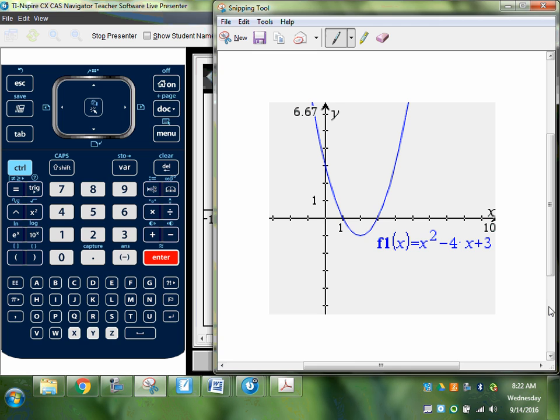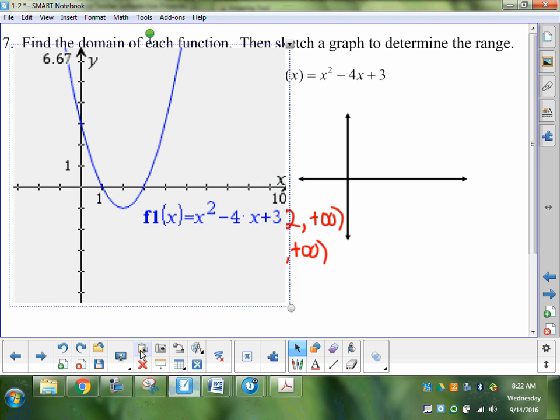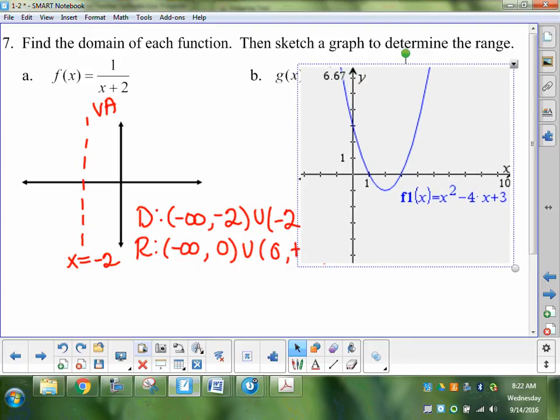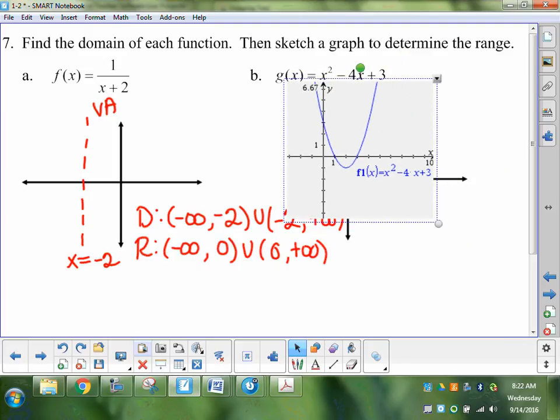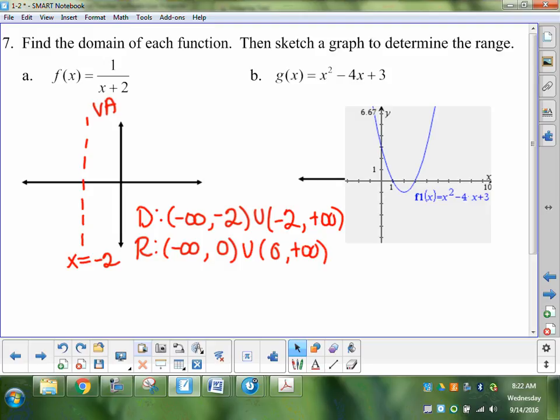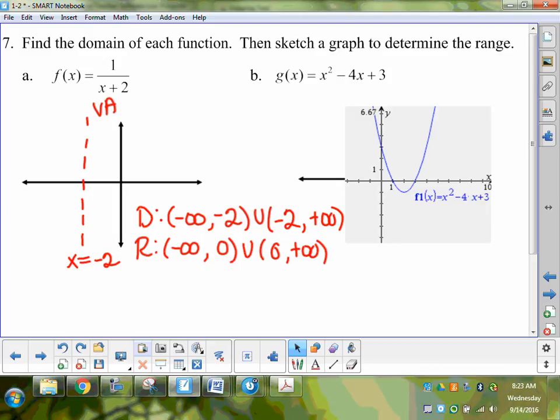X squared minus 4x plus 3. By the way, you should accurately give and state and label what your intercepts are. You can tell clearly from the graph that this is going to cross at +1 and +3. So make sure you have that down.